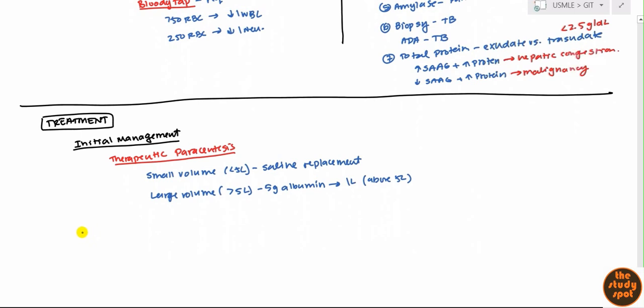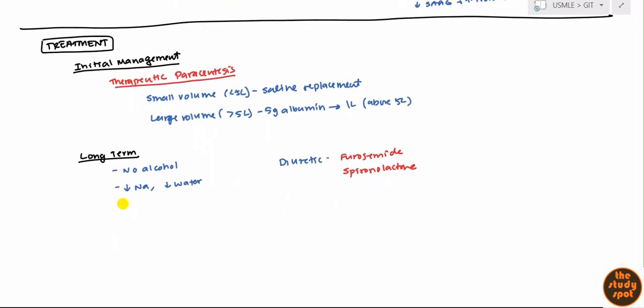Now, what about long-term treatment? You want them to cut out alcohol, even if they don't have cirrhosis, because that has been known to help. You want them to decrease the sodium and water intake as well. And then you want to give them some diuretics, so maybe furosemide and maybe spironolactone as a potassium sparing. On top of that, you want to manage any underlying cause that they may have, so you want to treat that. Now, if it's refractory to treatment, there are some surgeries you can do.